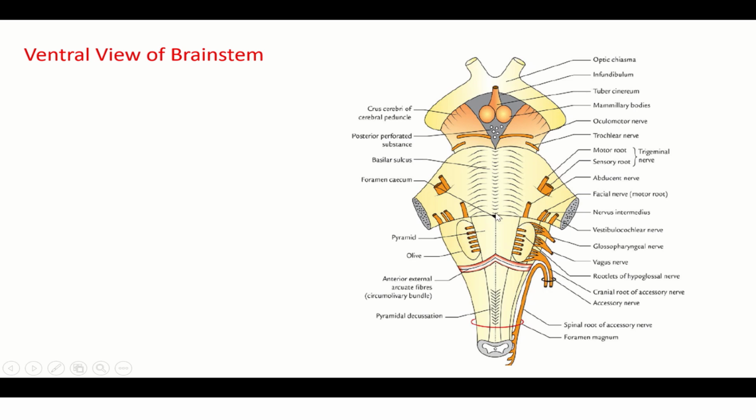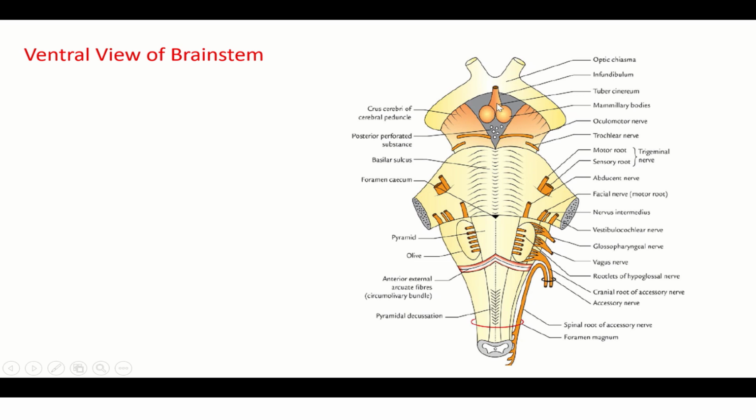Here you can also observe the abducent nerve, the facial nerve motor root, and the nervus intermedius, and you can see the vestibulocochlear nerve. These are all the views on the ventral aspect of the brainstem. Most important structures here: this is the trigeminal nerve at the junction of pons with the middle cerebellar peduncle. Here you can see the oculomotor and trochlear nerve on either side of the cerebral peduncle.